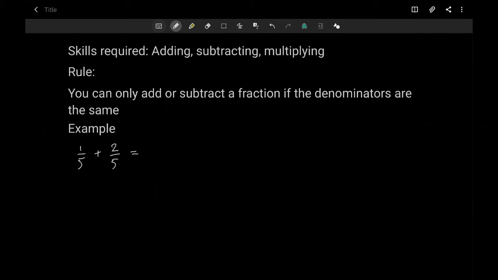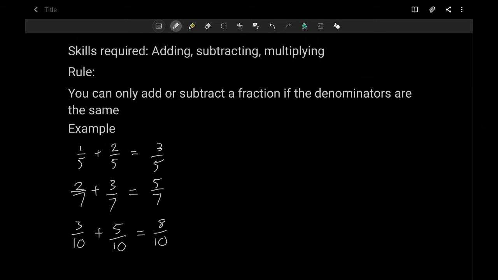If we had 1/5 and we wanted to add 2/5, the answer would be 3/5. Similarly, if I had 2/7 and I wanted to add 3/7, I would get 5/7. Let's do one more. If I had 3/10 and I wanted to add 5/10, I would get, that's right, 8/10.